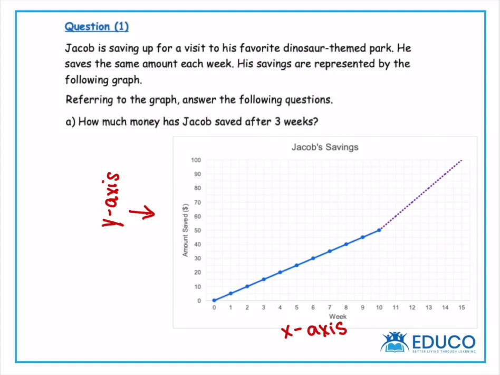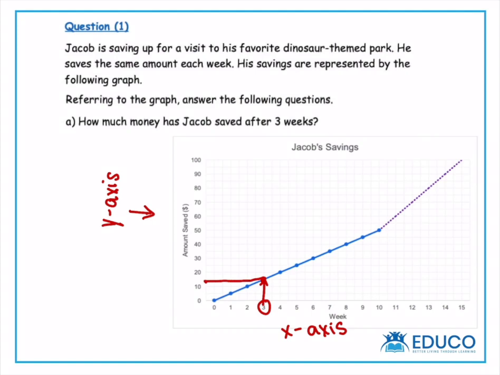So in order to figure out this question, all that we have to do is find the 3-week mark on our x-axis, which is right here. And all we have to do is look all the way up and see where our line meets our number 3. So I can see that if I go up just a little bit, I can finally touch our line graph. So all that you have to do now is draw your line all the way over to see what number it falls on.